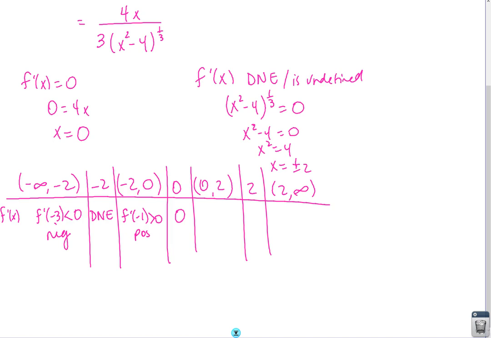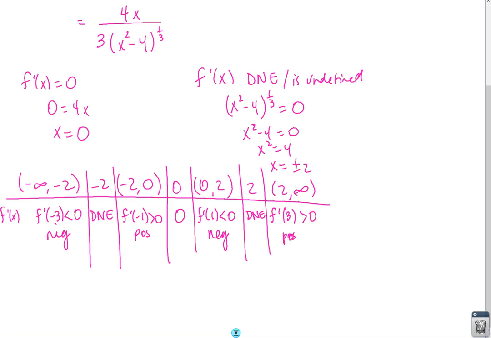From 0 to 2, let's go with positive 1. So f prime of 1. I'm going to have a positive up top, but then this is going to be a negative in the denominator. So positive divided by negative is going to be a negative. At 2, my derivative does not exist. It is undefined. And then from 2 to infinity, let's go with f prime of 3. I'll have a positive up top. Then I'll have another positive in the denominator. So it's going to be positive overall.